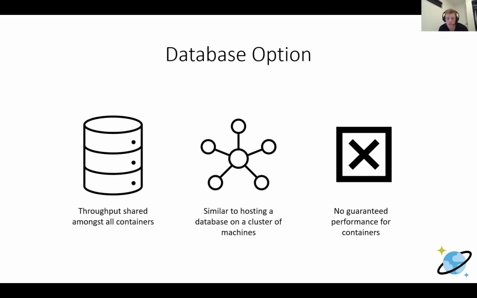When we provision throughput at the database level, all the containers that sit underneath that database will share the provisioned throughput. It's quite similar to hosting a database on a cluster of machines. Since we're sharing the provisioned throughput amongst all our containers, we can't guarantee performance for a particular container. So say I have 5 different containers and I've provisioned 5,000 request units at the database level, I can't say that container 1 is going to receive 2,500 request units and the rest are just going to share it. They're all just going to share the 5,000 request units specified at the database level.